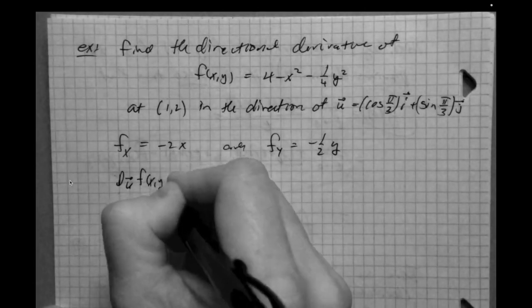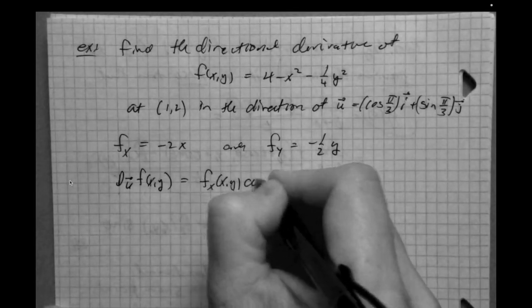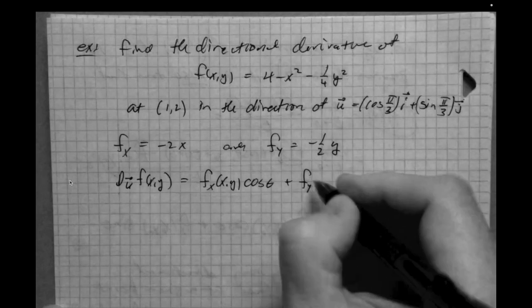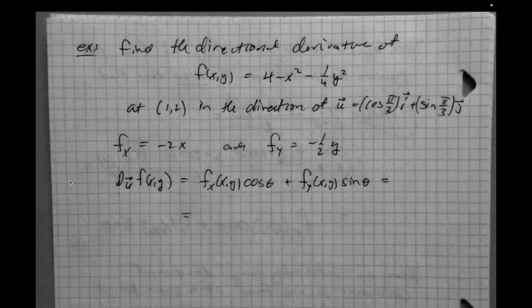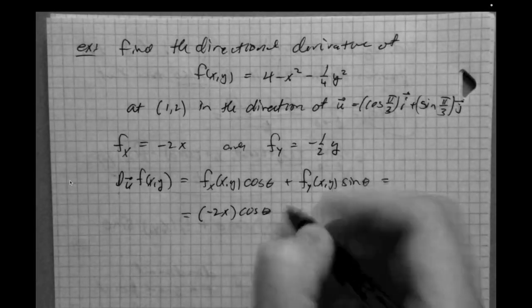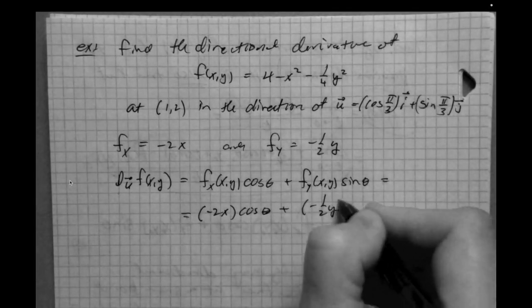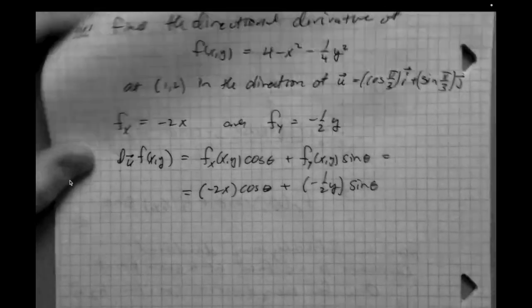So we can apply the previous theorem, and we say that the directional derivative of f in the direction of u is going to be equal to the partial with respect to x times cos theta plus the partial with respect to y times sine of theta. And so we can plug these things in. So this is negative 2x cos theta plus negative 1/2 y sine theta. Okay, and so that's the directional derivative. Then we're interested in the directional derivative at a particular point and in a particular direction, and so we can evaluate this function.